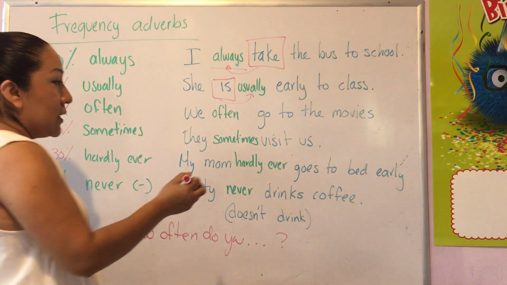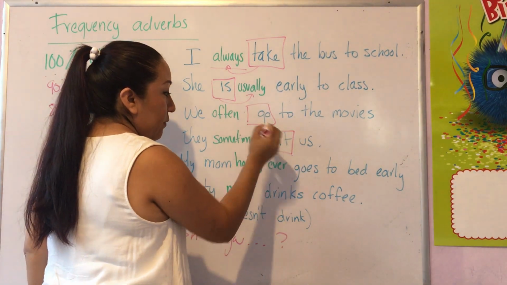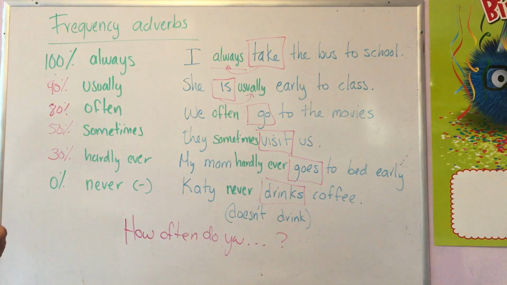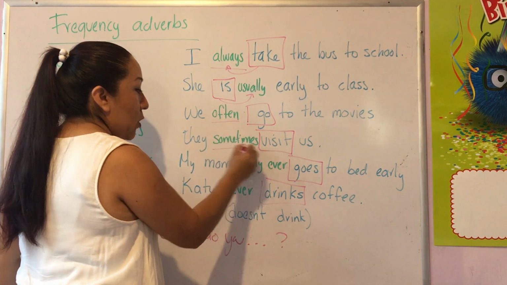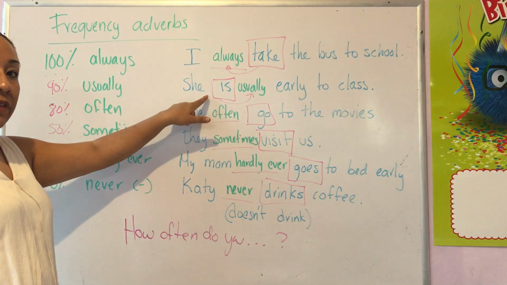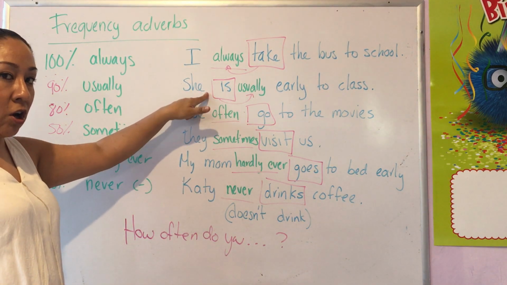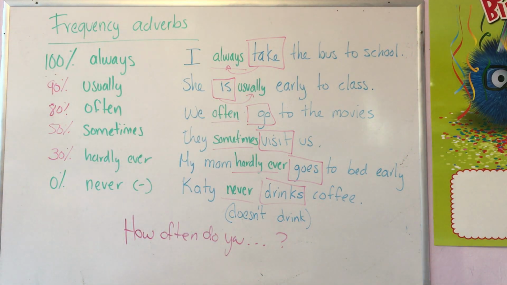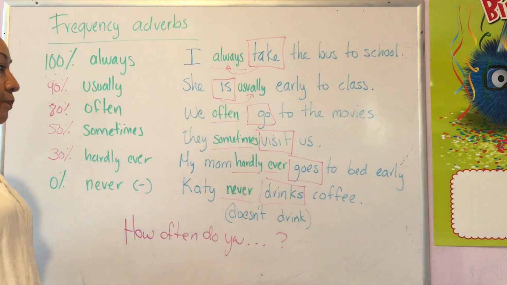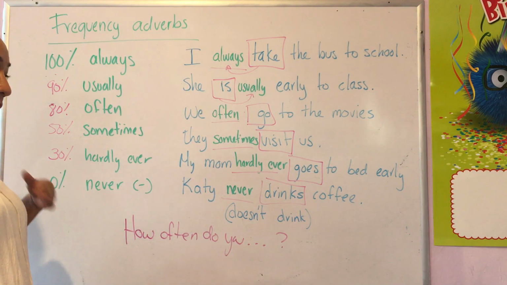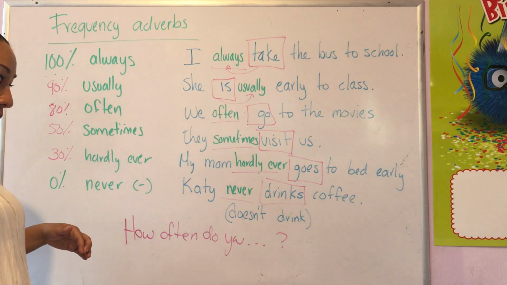Okay? So the same thing happens with go, with visit, with goes, and with drinks. They are action verbs, so the frequency adverb goes before. Okay? Only when you have the verb to be, am, is, are, the frequency adverb goes after. Okay. Now, another thing that you have to consider is that frequency adverbs are not necessary in the sentence, but they give you a better idea of the frequency.